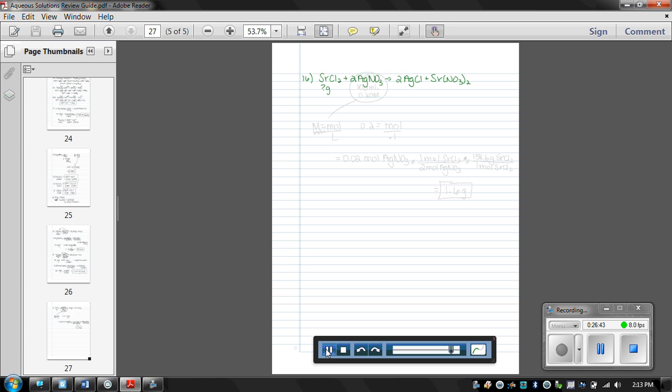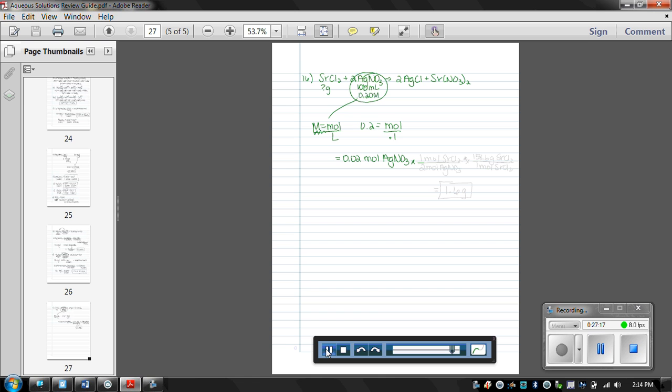They want us to find grams of this, where we know how many milliliters and molarity of silver nitrate we have. So I'm going to start here. Always start away from where you're ultimately going. So I'm going to use my molarity equation. So 0.2 molar, and I don't know my moles, but I do know my volume. Put it into liters, and that tells me that I have 0.02 moles of AgNO3.